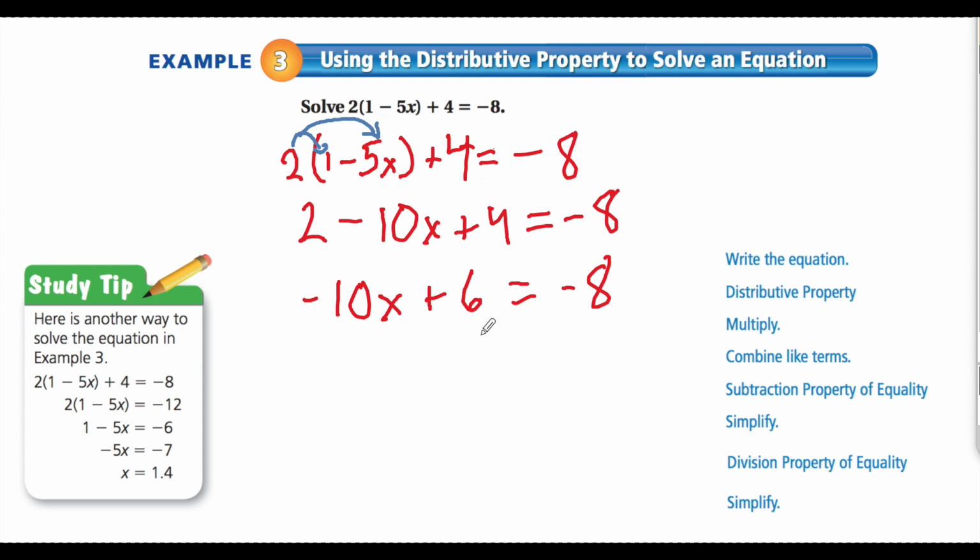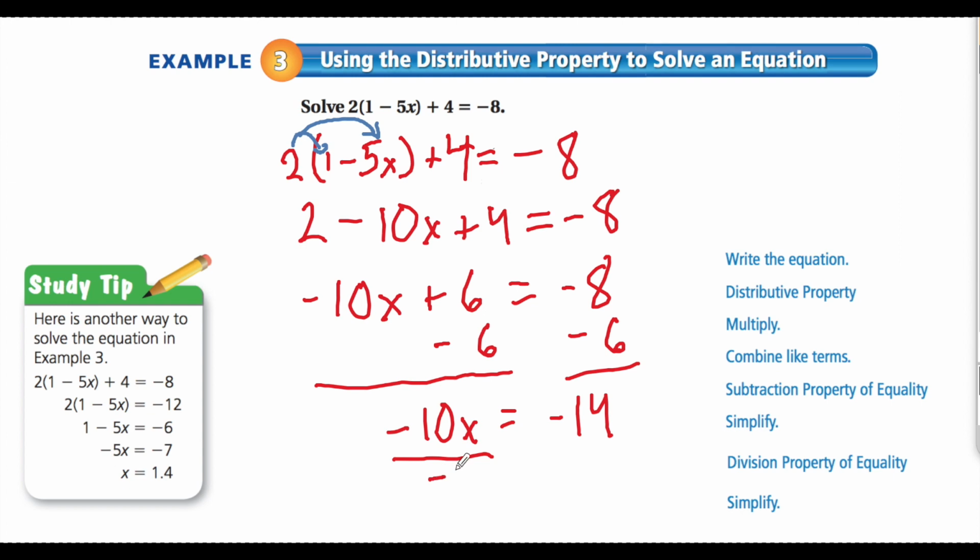Now we would solve it just like a two-step equation. Subtract 6 from each side. Once we do that, we have negative 10x on this side, and then negative 14 on this side. After that, we divide each side by negative 10.